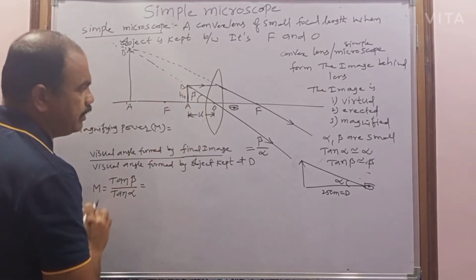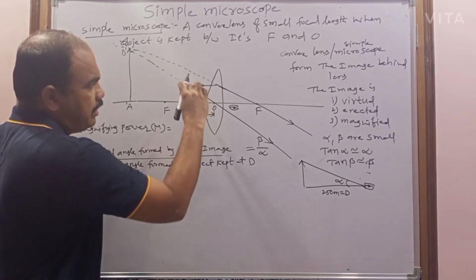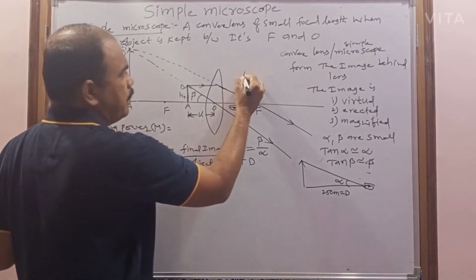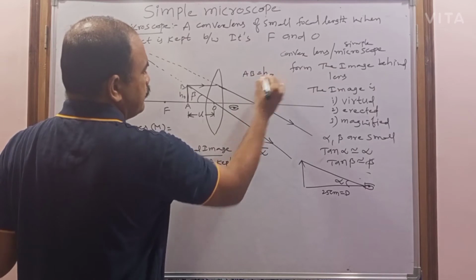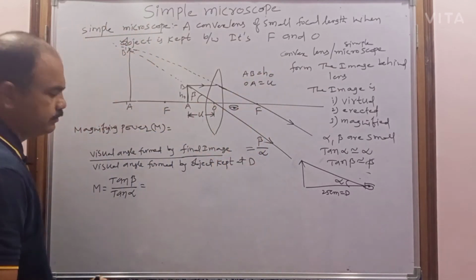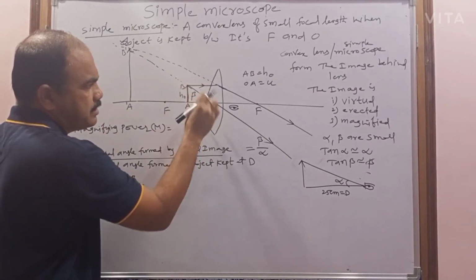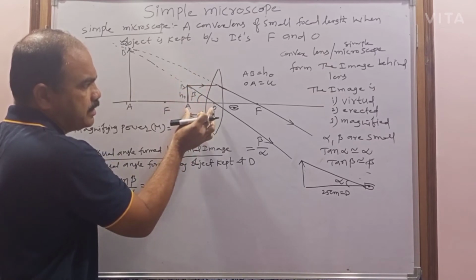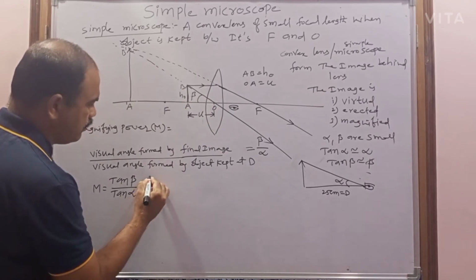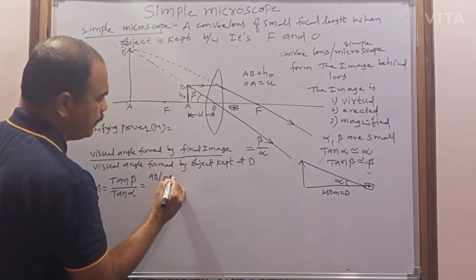So what is the tan beta? Tan beta is nothing but opposite side by adjacent side. What is the opposite side? This is AB. AB is nothing but H naught here. And OA is nothing but the object distance. So tan beta is nothing but opposite side by adjacent side. The opposite side is H naught, and the adjacent side is U, because OA is U and AB is H naught. So tan beta is nothing but AB by OA.